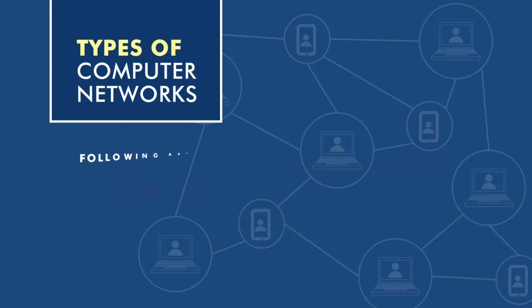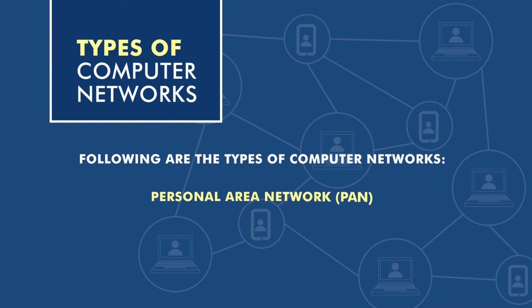So let us see just a hierarchy wise types of computer networks that we have. Personal area network, that is PAN, local area network LAN, metropolitan area network, that is MAN, wide area network, that is WAN, and then virtual private network. So where these particular networks differ, that we will see one by one.